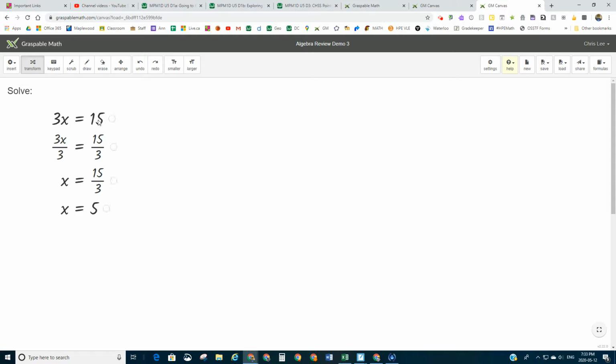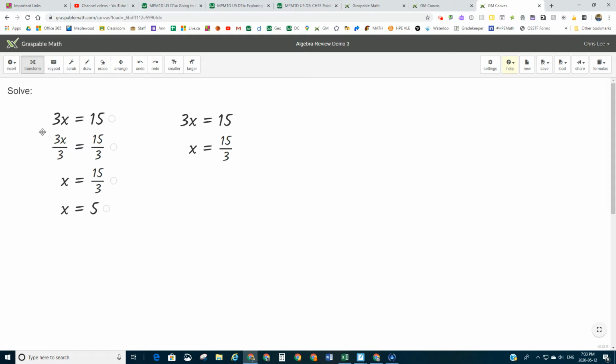To do that, I'm going to replicate this equation. So I'm going to again click on that little white circle to the right and drag it over and create a second version of the equation over here. In Graspable Math, you can also do inverse operations by taking one thing to the other side. Since this is 3 times x, I can grab the 3 and divide both sides by 3 this way and actually perform the operation on the other side.